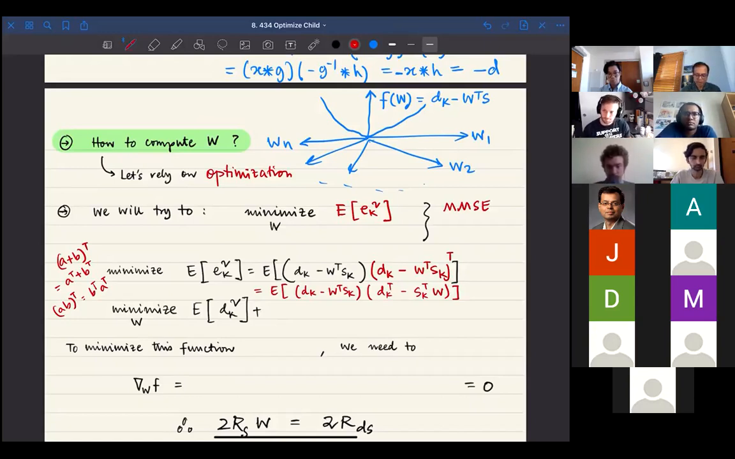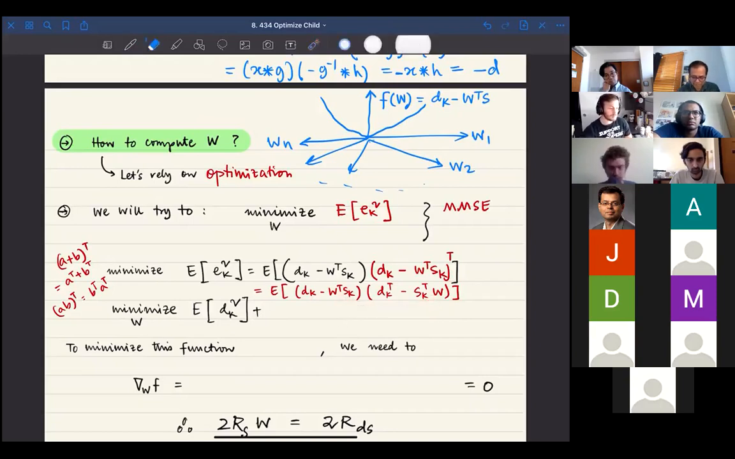Good. Now let's multiply inside the bracket, inside the expectation. dk square. dk transpose is dk square. So that's what we have. Okay. Now, W transpose SK and SK transpose W, what does that become?